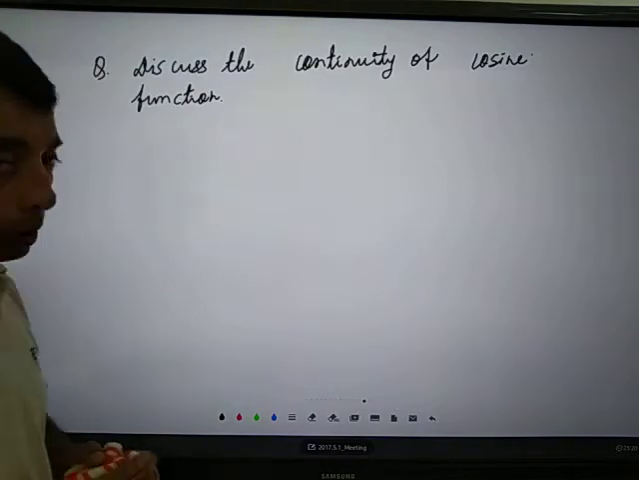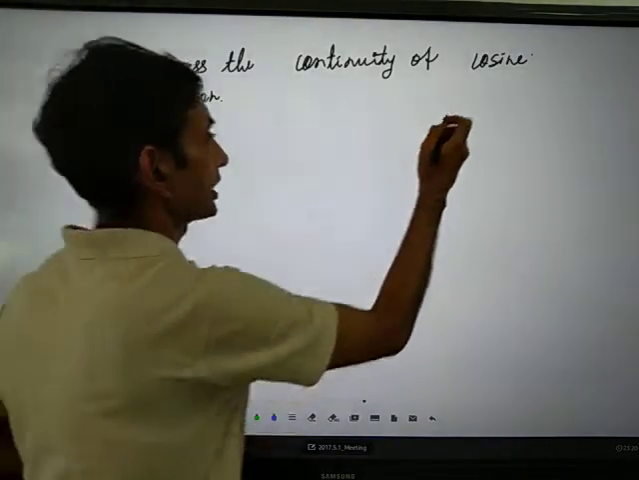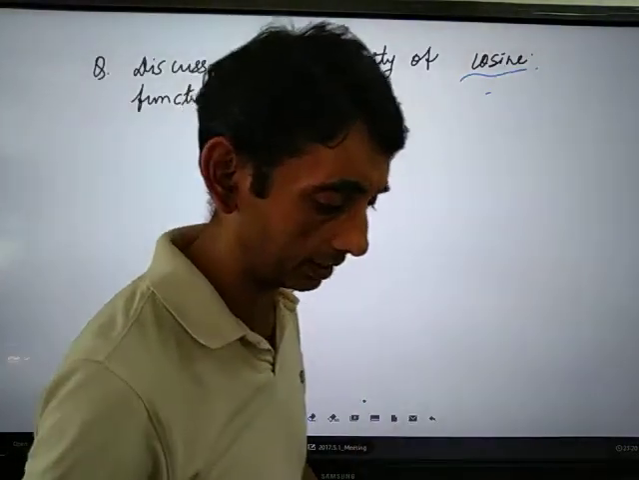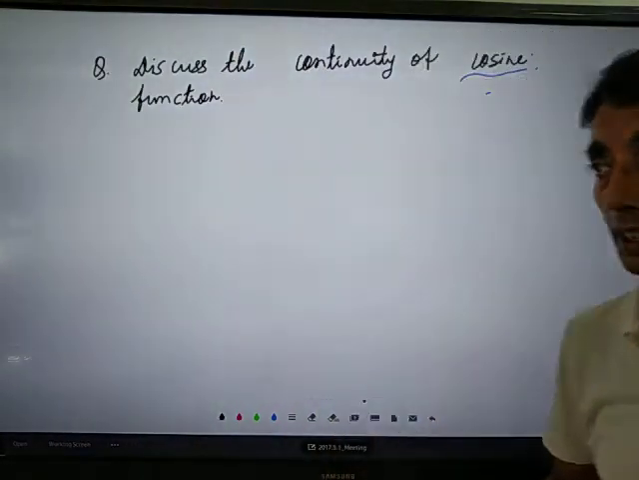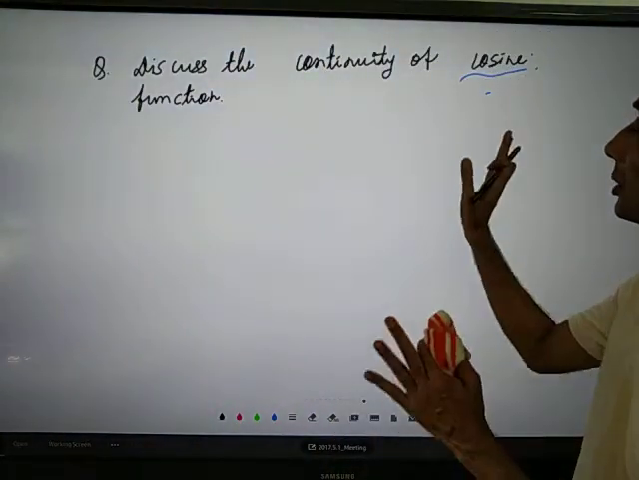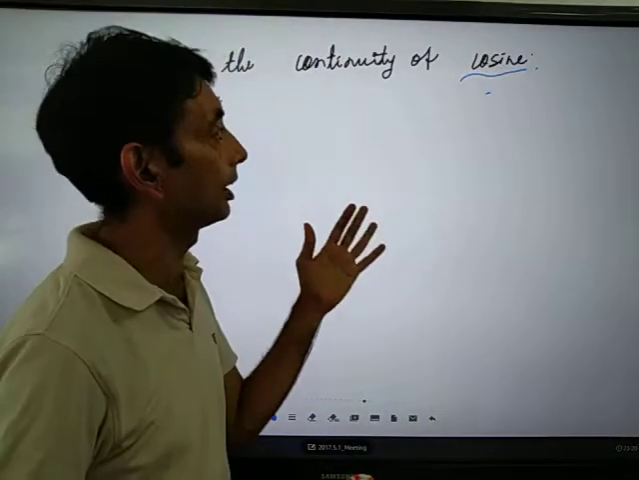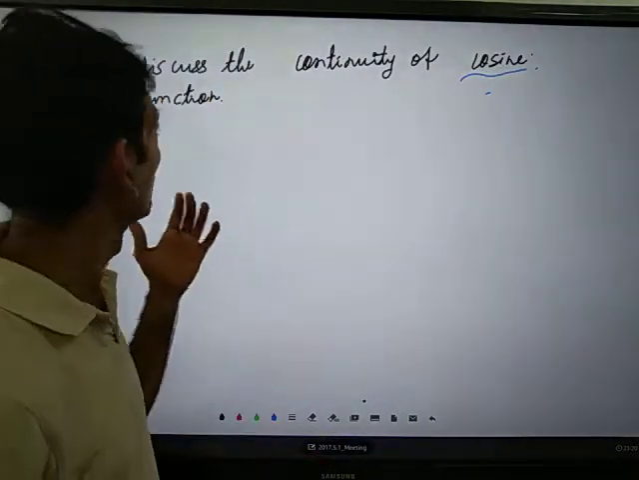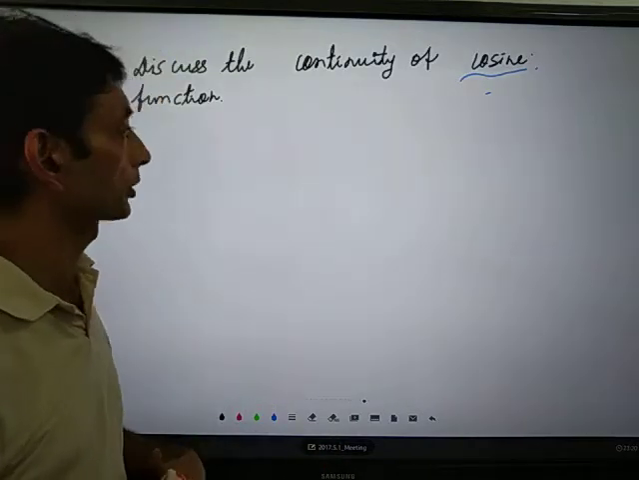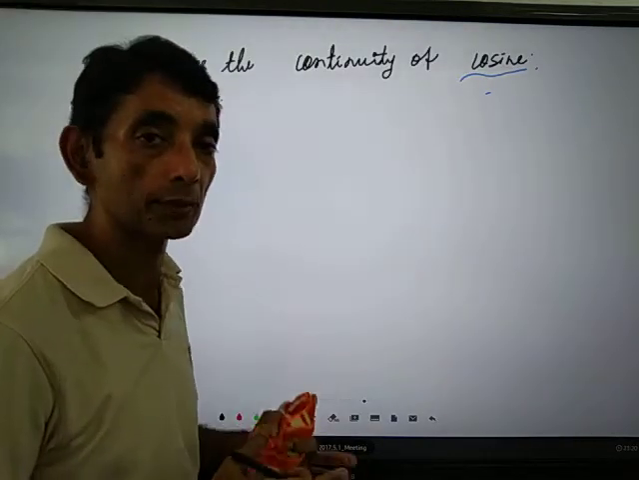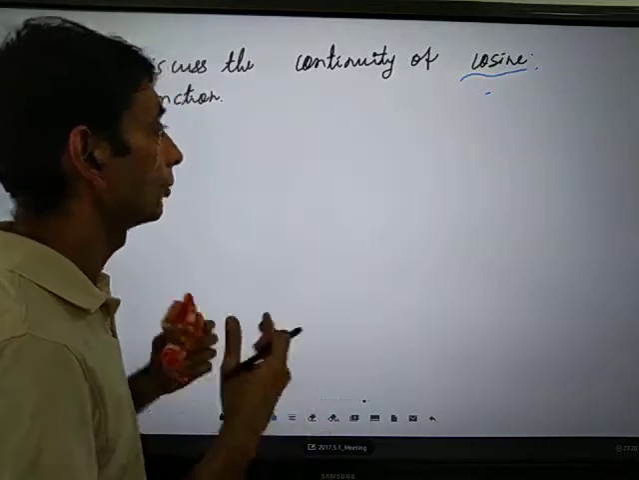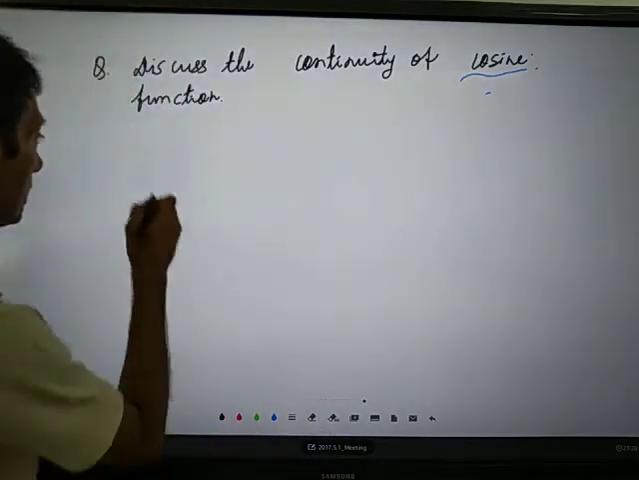But this is also very important, that's why I'm selecting these questions like this. Many questions are there, so you can just go through this. Otherwise, you know that cos and sine functions are always continuous functions. But in case it's given to prove, like, discuss the continuity of the cosine function, in that case, you will have to show the steps, why that cosine function is continuous.